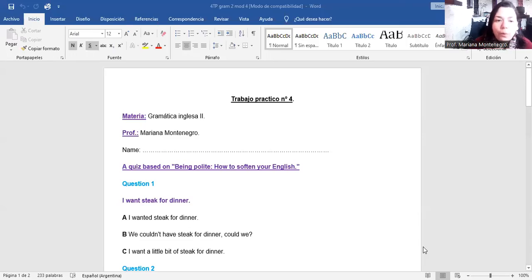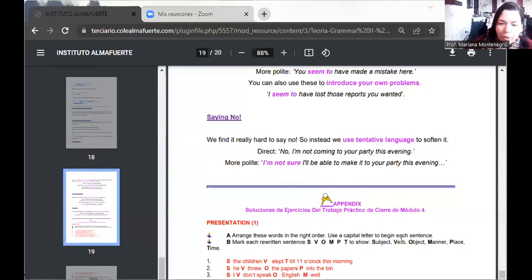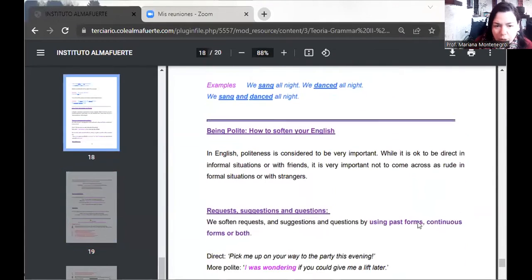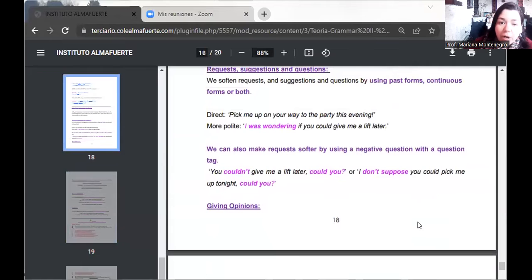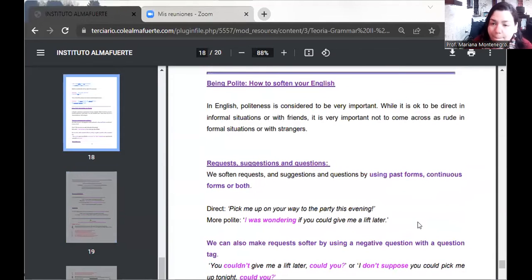And then the last task we have today is from Grammar 2, Module 4, and you have a quiz based on being polite, how to soften your English. Before doing this quiz, you have to go to the module, yes? You have to go to Module 4, page 18, where you can find this topic, being polite, how to soften your English.